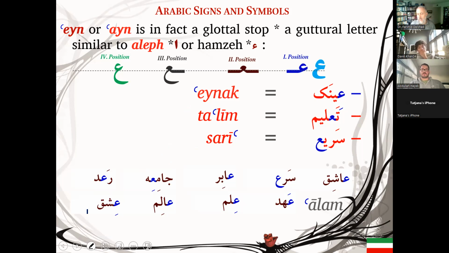For example, the word for Old Testament in Persian is ahd qadim, and the word for the New Testament is ahd jadid. It's the same as in Arabic, where it's also ahd al-qadim, ahd al-jadid: the Old Testament and the New Testament. Ahd is the pact that a person makes with somebody else, or a promise. So as you see, the ʿeyn is simply pronounced like an aleph, ahd. Next one.